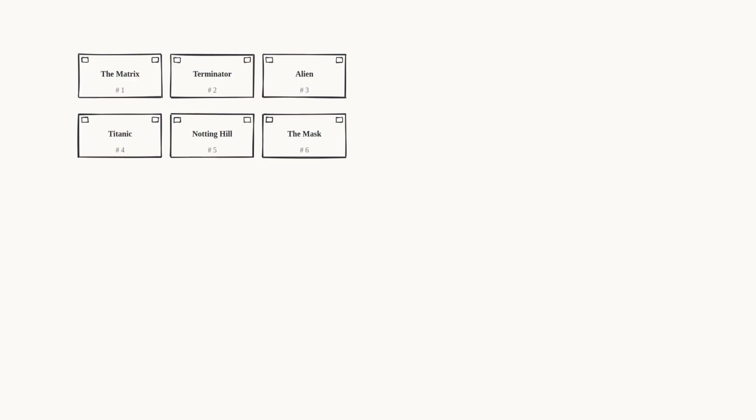So let's actually check what arithmetic does with these numbers. Titanic is number 4, Terminator is number 2. 4 is twice 2, so Titanic is twice Terminator? That's nonsense. Notting Hill minus Titanic equals The Matrix? Nonsense. The average of The Matrix and Alien is Terminator? Nonsense again. And here's the annoying part.